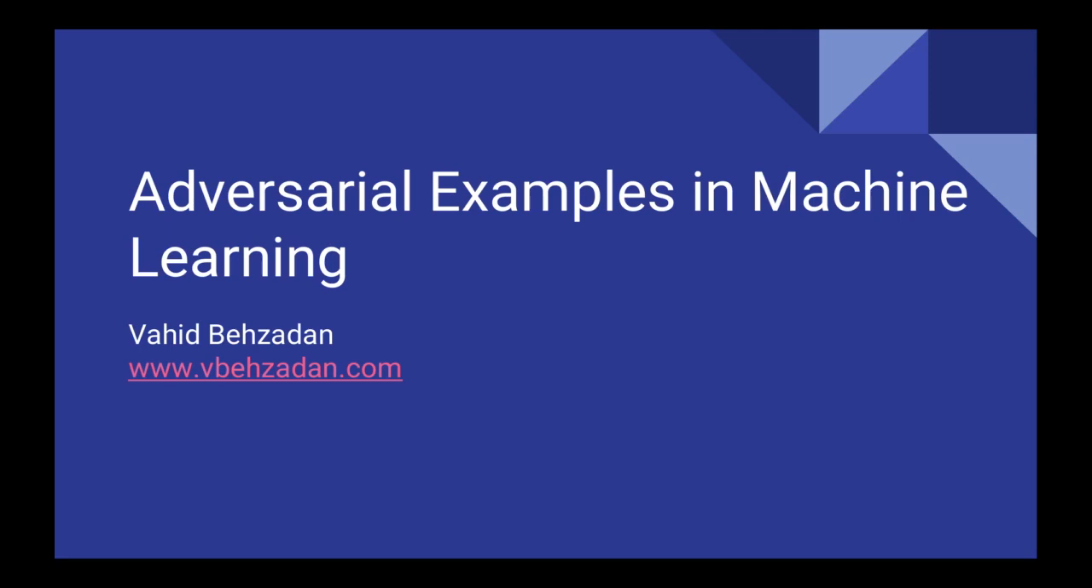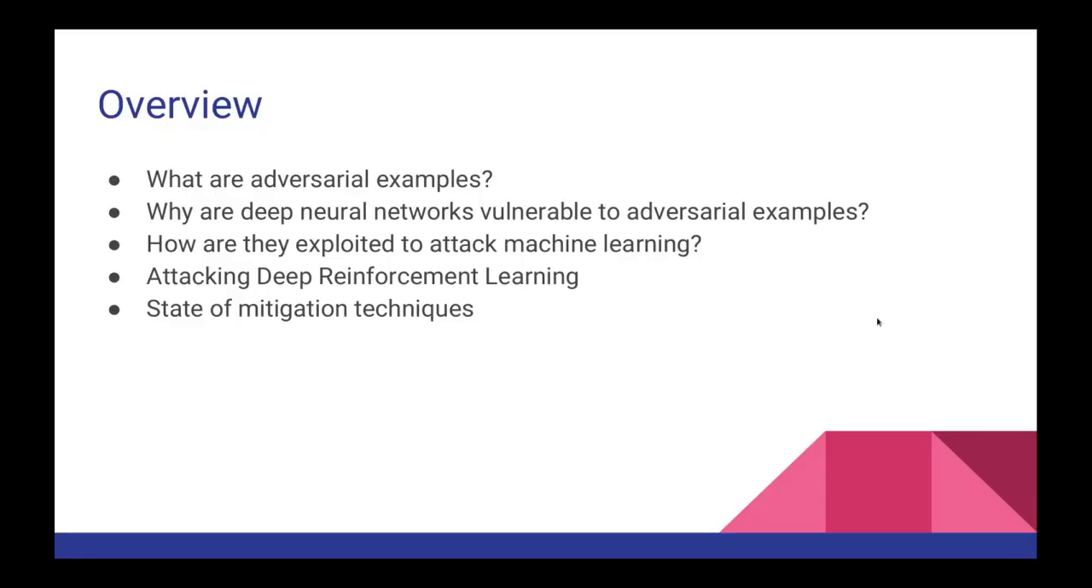So today we'll be talking about the interesting topic of adversarial examples in machine learning. It's one of the hottest research topics in not only deep learning but also machine learning in general. So we'll be going over the definition and an introduction to adversarial examples. We'll talk about why deep neural networks are vulnerable to adversarial examples.